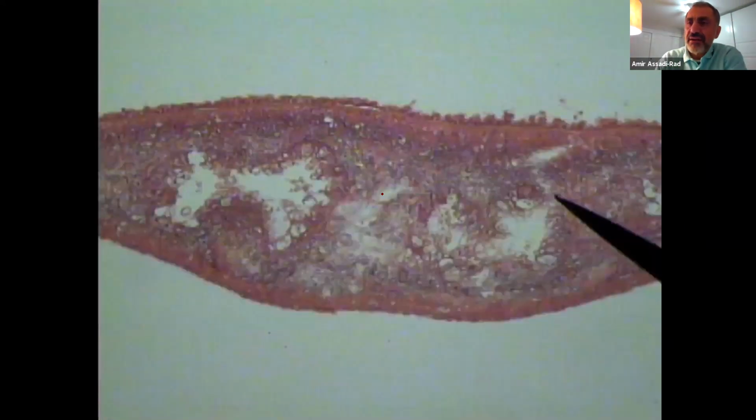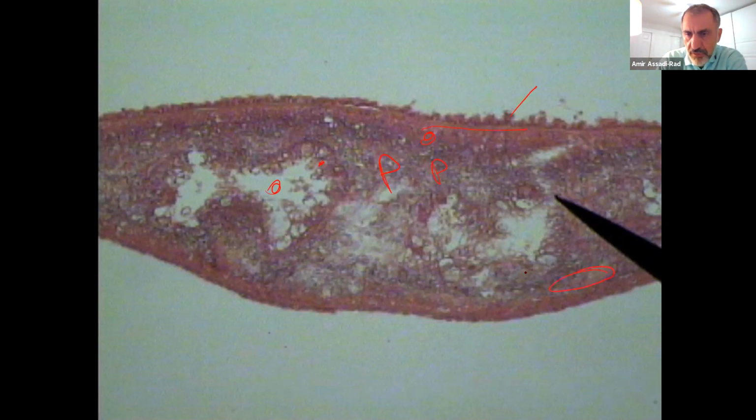Cross section of Planaria. Planaria belongs to class Turbellaria. So epidermis, circular muscle, longitudinal muscle, gastrovascular cavity, gastrodermis, and all of this is parenchyma. And then right here could be nerve cord.